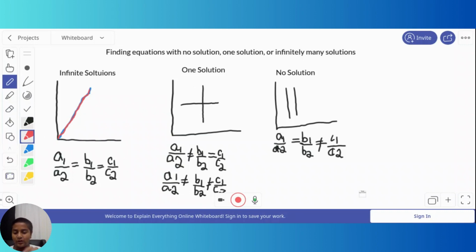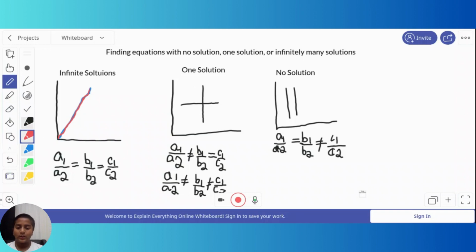And for infinite solution, why is it overlapping? It's overlapping because no matter where it's been overlapped, all the points are going to be the same on the graph, meaning there's going to be an infinite amount of points on the graph no matter how long or how short it is. So that's the infinite solution. And then we have the one solution with the one intersection point, and then the no solution with the parallel lines with no intersection point.